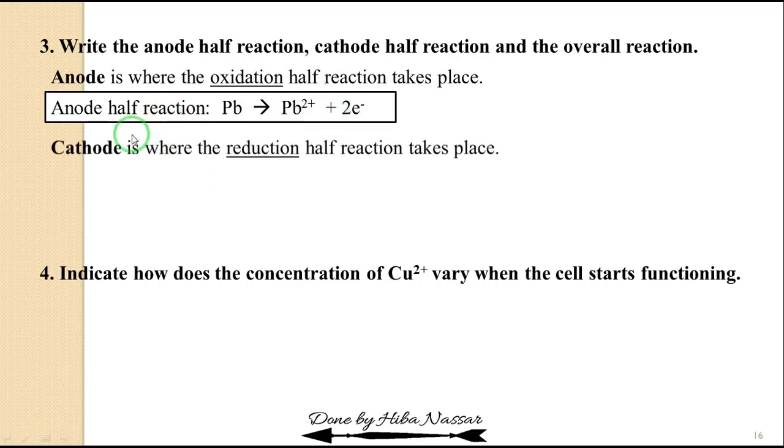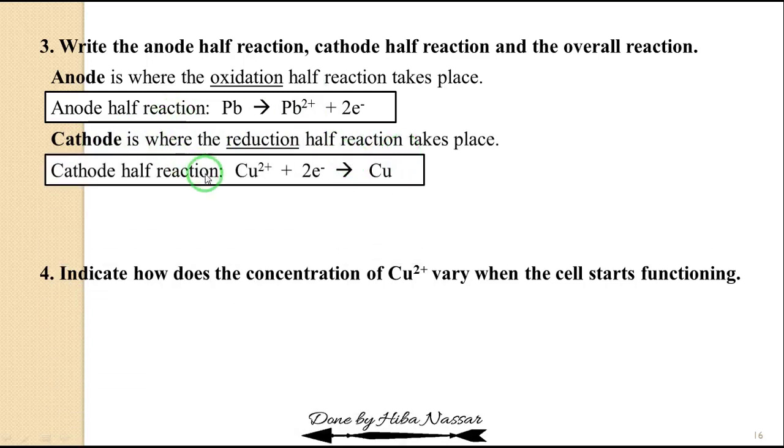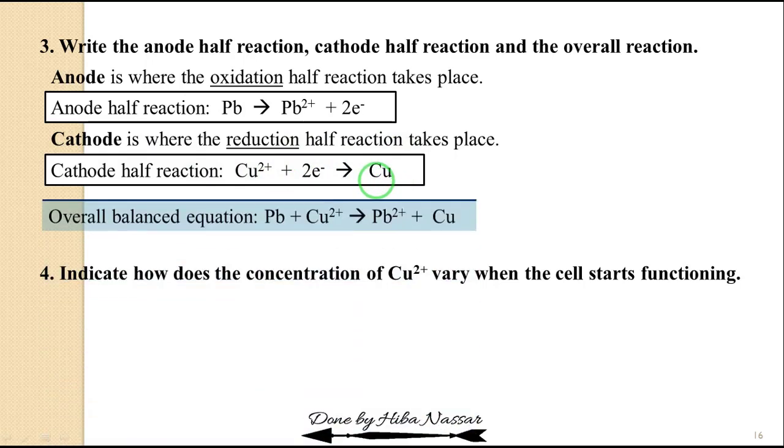Now for the cathode, the cathode is where the reduction half reaction takes place. So the cathode half reaction will be Cu2+ ion plus 2 electrons. It will change into the copper metal Cu. So by adding these two half reactions, we will get the overall balanced equation, where Pb reacts with Cu2+ to give Pb2+ plus Cu.